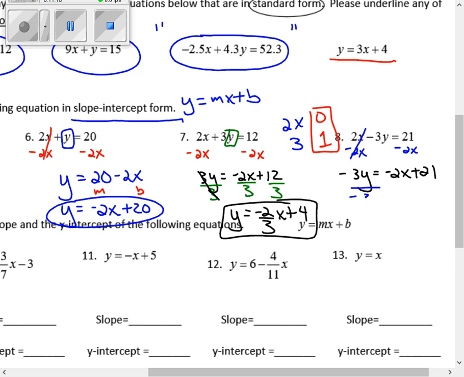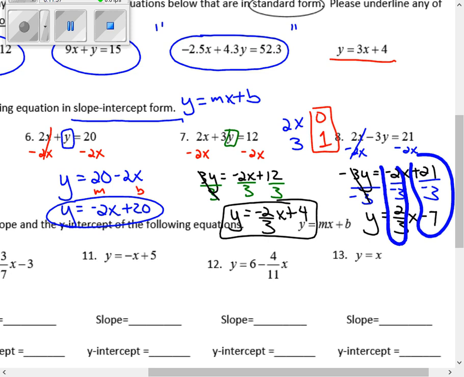So from here, I will divide by negative 3, and then I'll write the result of that line, which is y equals 2/3 x minus 7. Notice here, you need to get that sign correct. Okay? Notice here, a negative over a negative is a positive. Awesome.